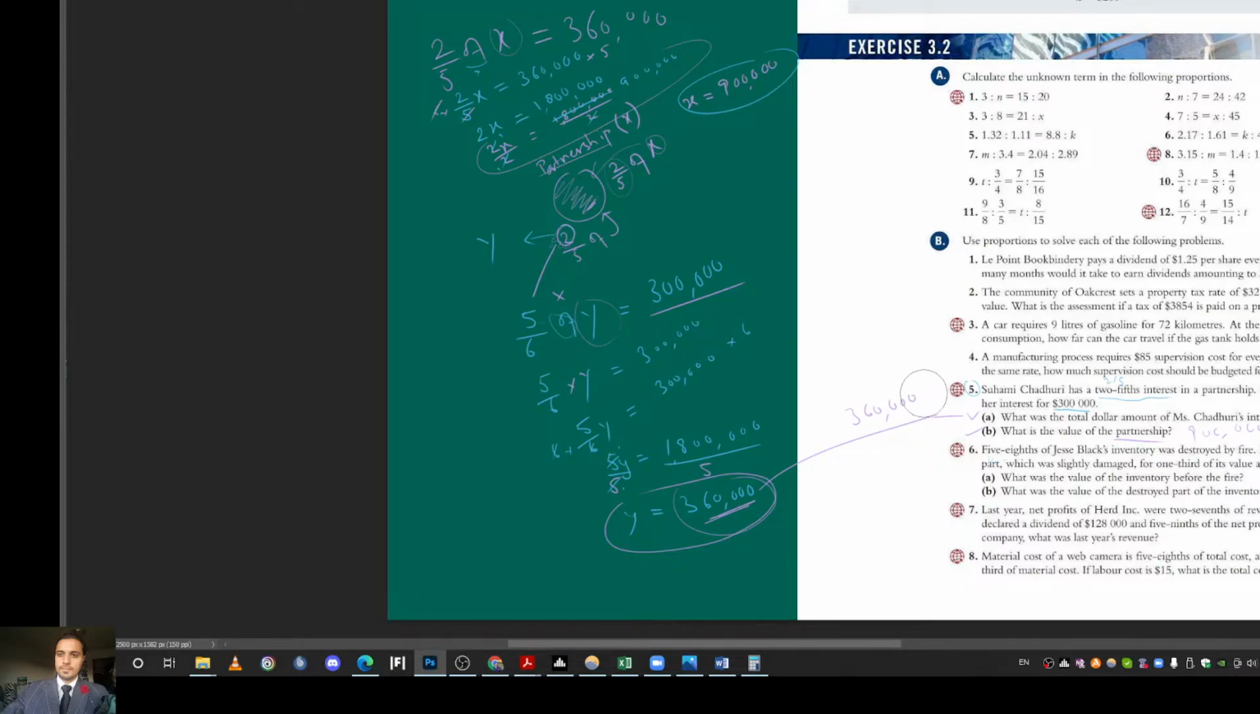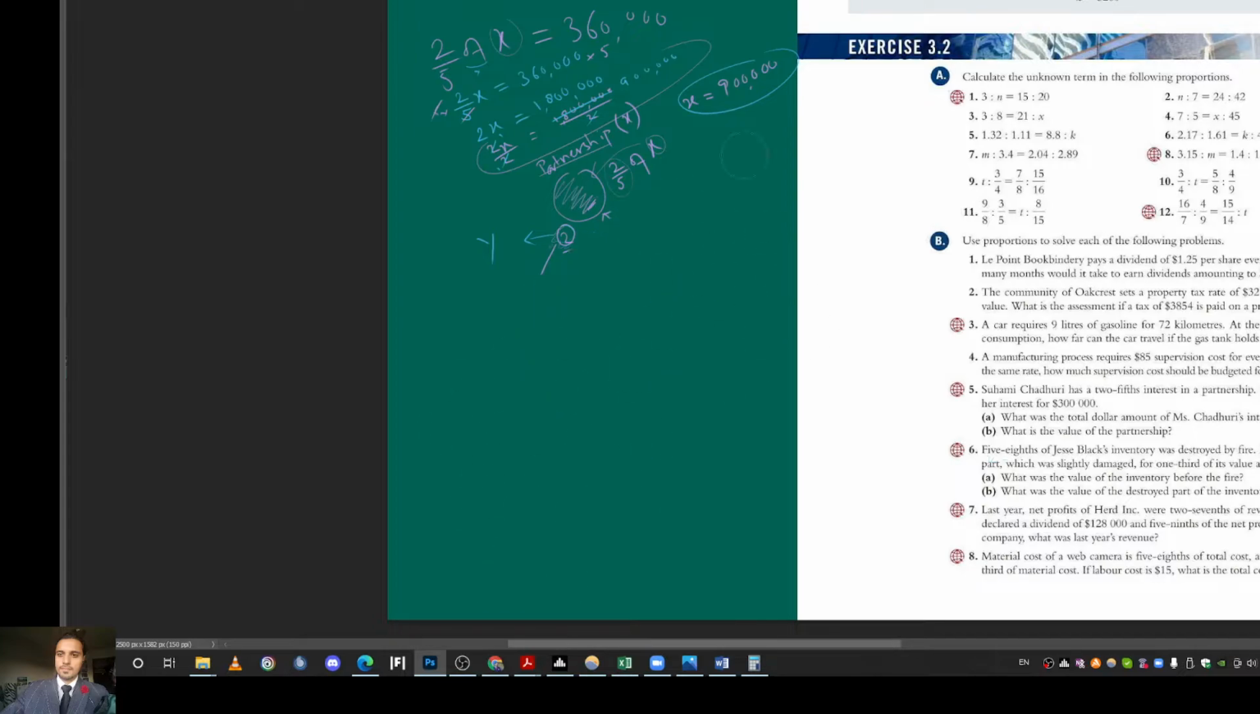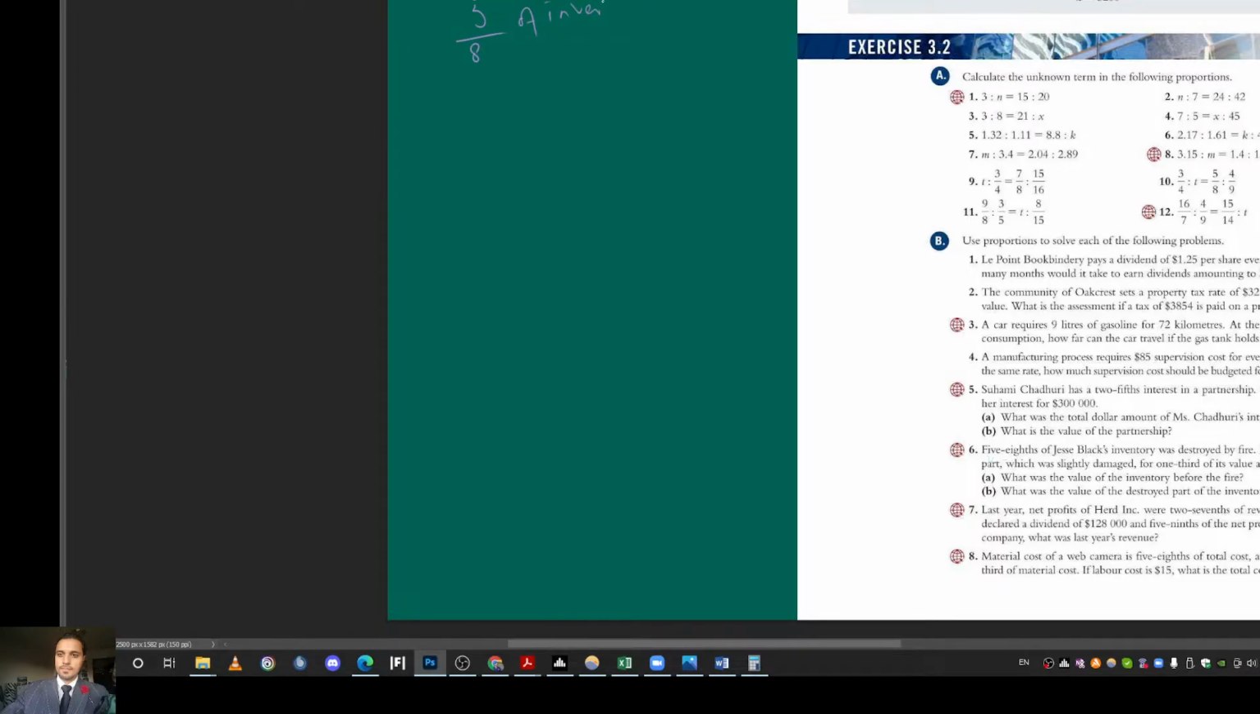Okay. All right, good job, well done. So let's try another one. Let's try 5/8 of Jess Black's inventory was destroyed by fire. So 5/8 of the inventory was destroyed by fire. He sold the remaining part, which was slightly damaged, for 1/3 of its value and received 13,000. So the remaining part was 3/8 of the inventory.